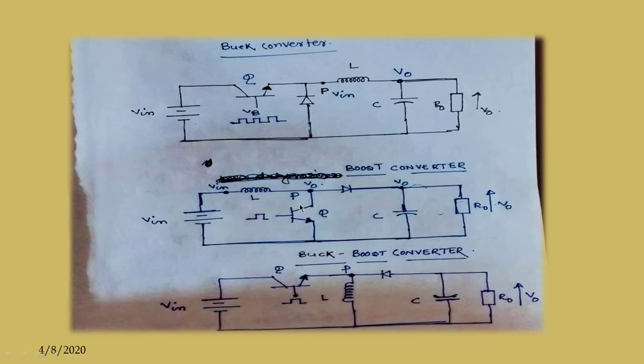In mode 2, the switch is off, meaning it is open circuited. Now the flow of discharging current will pass through this diode, which is forward biased, and it will pass through this capacitor and load and then return to the negative terminal of the voltage.